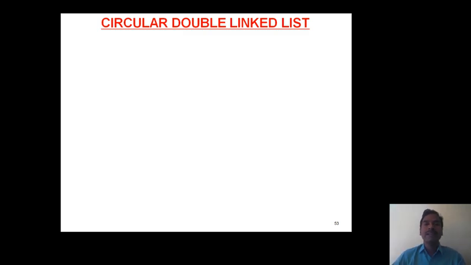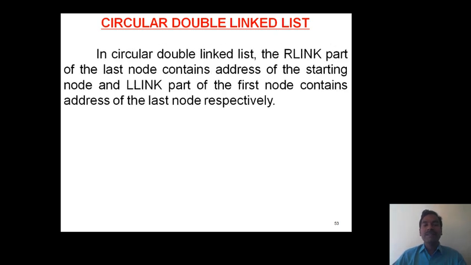Hello students, in this session we will discuss circular double linked list and one more concept, header linked list. First one, circular double linked list. In circular double linked list, R link part of the last node is filled with address of the starting node and L link part of the first node is filled with address of the last node. Such a representation is known as circular double linked list.